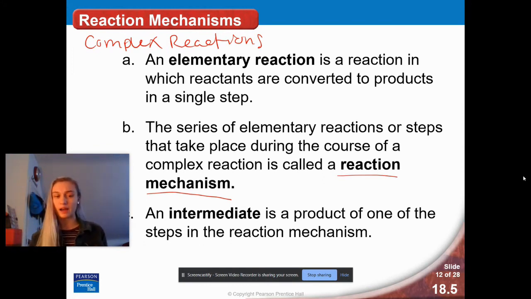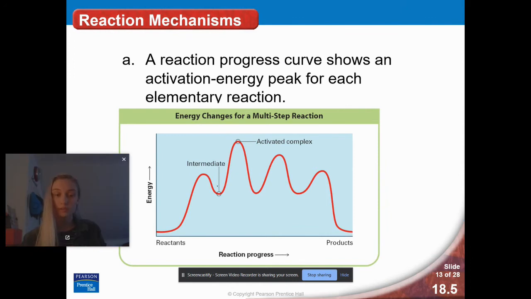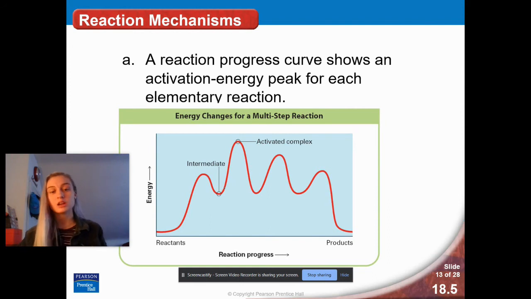And so finally, we have intermediate. This is just like the product of one of those little reactions that we have within the big complex reaction. So I told you we have these 4 elementary reactions, and in between each is the baby product of each of those individual reactions. But we know that's not actually what we want, and that's why we have so many individual reactions, because this isn't our final product. It's just an intermediate product. So it's just in between the steps.